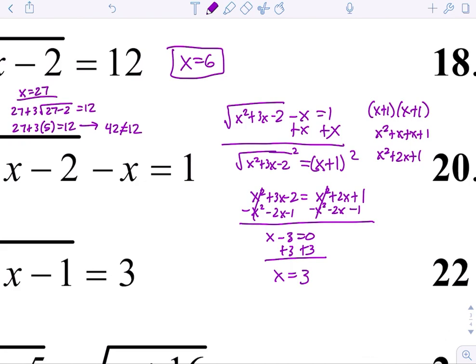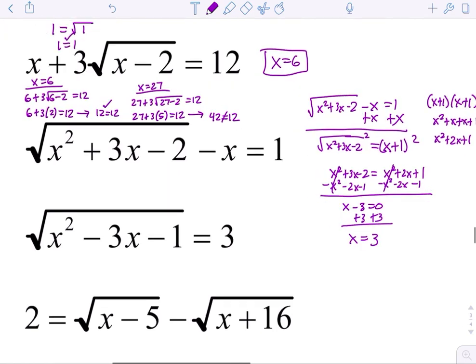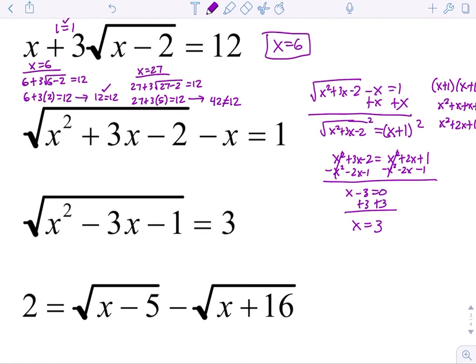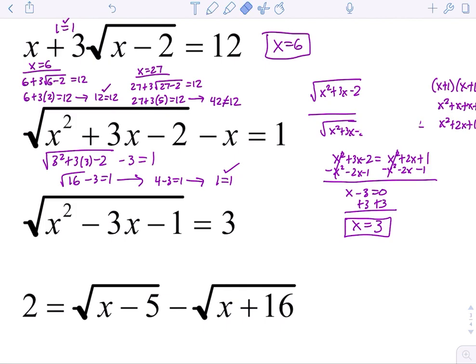Now, let's make sure this is correct. Plug in 3 into here, right? So square root of 3 to the second plus 3 times 3 minus 2 minus 3 is equal to 1. 3 to the second, you guys, is 9. 3 times 3 is 9. So 9 plus 9 is 18. Minus 2, that's the square root of 16. Minus 3 equals 1. That's simply 4 minus 3 is equal to 1, which is simply 1 is equal to 1. Checks out. x equals 3 is an answer.